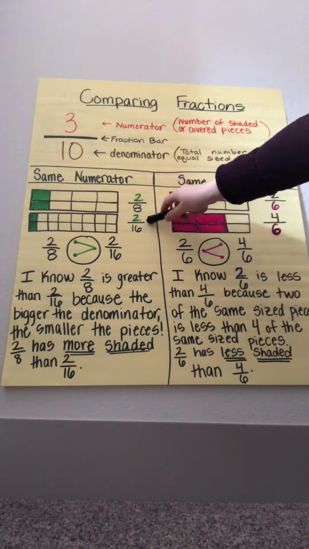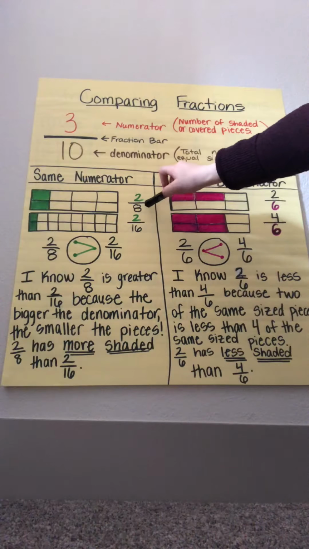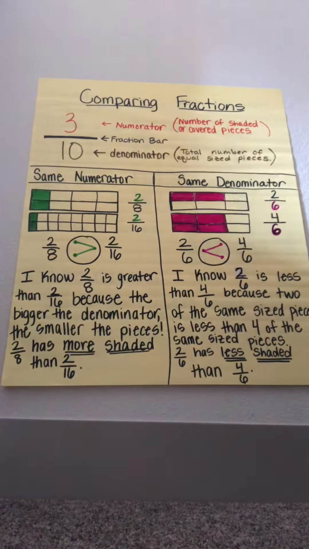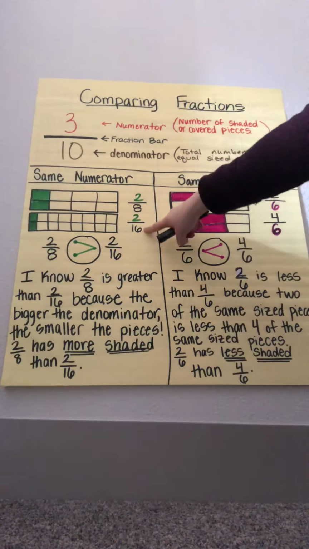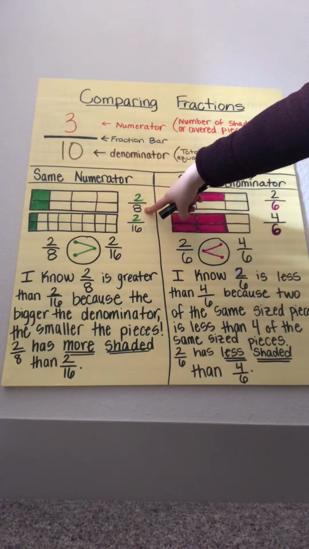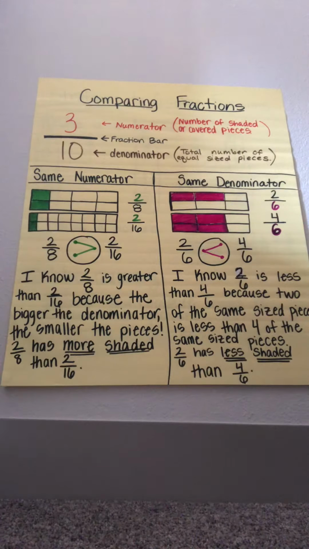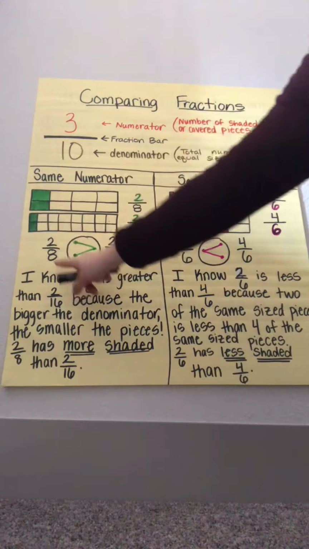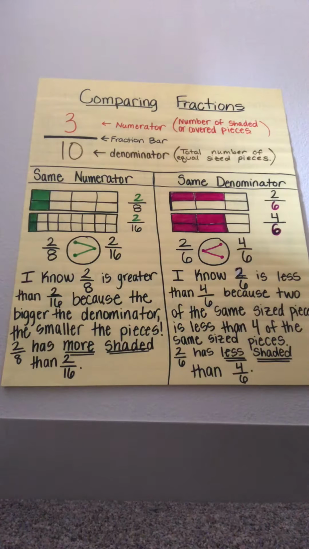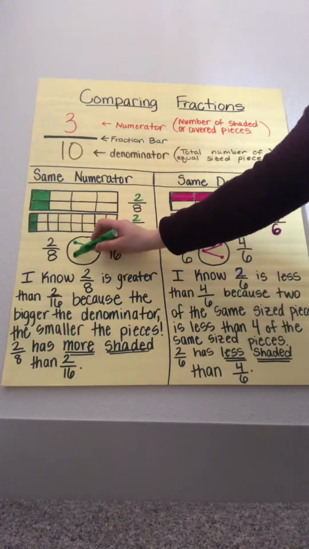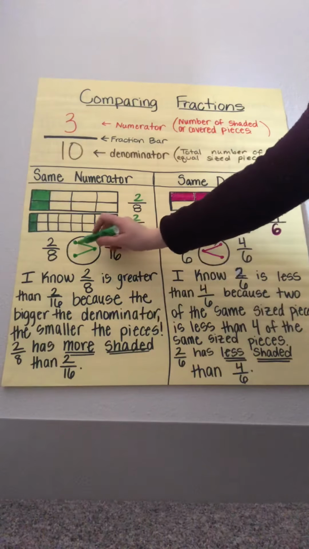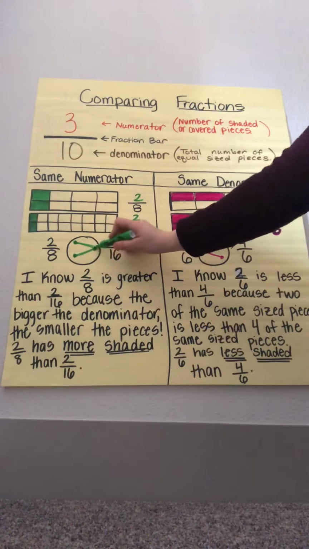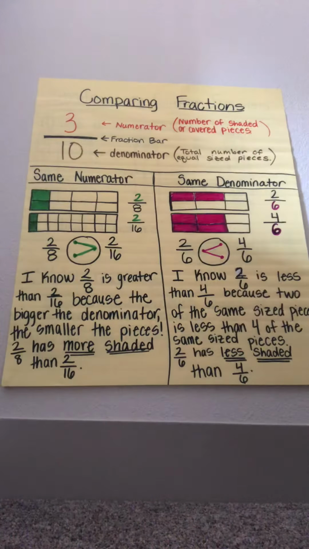They have different denominators. So this means they have a different number for the total number of equal sized pieces. This one has 16 pieces, this one has 8 pieces. So when I go to compare, I know, looking at my picture, 2/8 has more space covered than 2/16. So when I compare, I would draw my 2 dots near the bigger fraction. I would then put 1 dot near the smaller fraction, and I would draw my alligator eating 2/8 rather than 2/16.